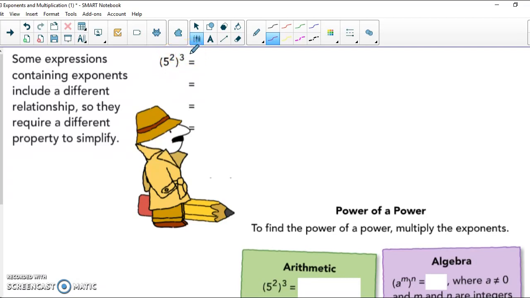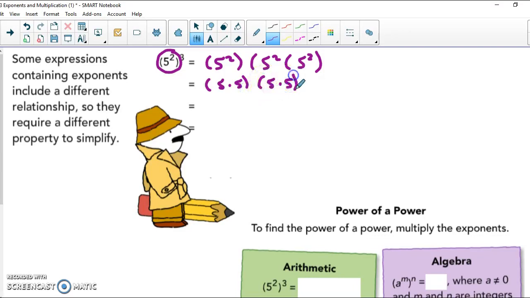So what this means is that 5 squared is a factor 3 times. So I'm really saying 5 squared times 5 squared times 5 squared. So if I break this down a little bit, 5 squared means 5 times 5. 5 squared again. Oops, I missed a parentheses. Each of those 5 squared represents 5 times 5.